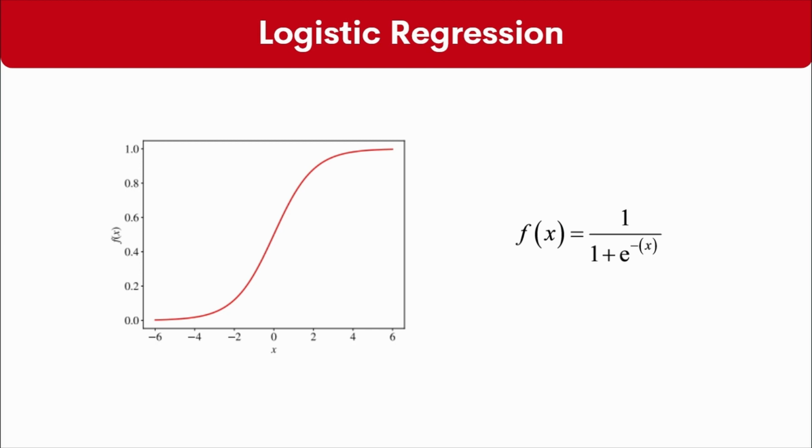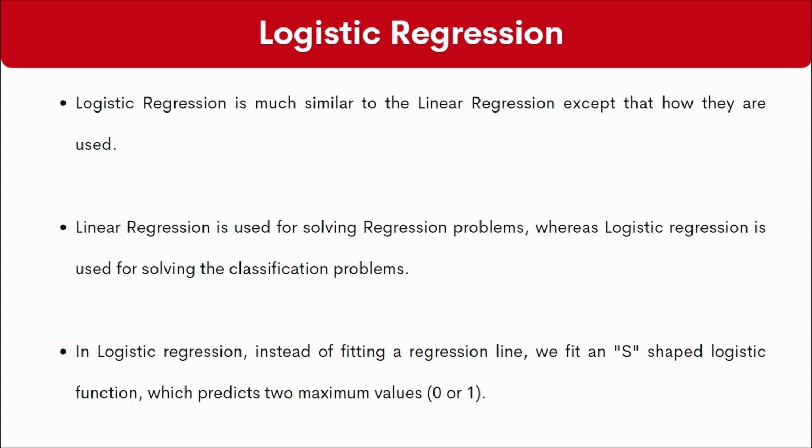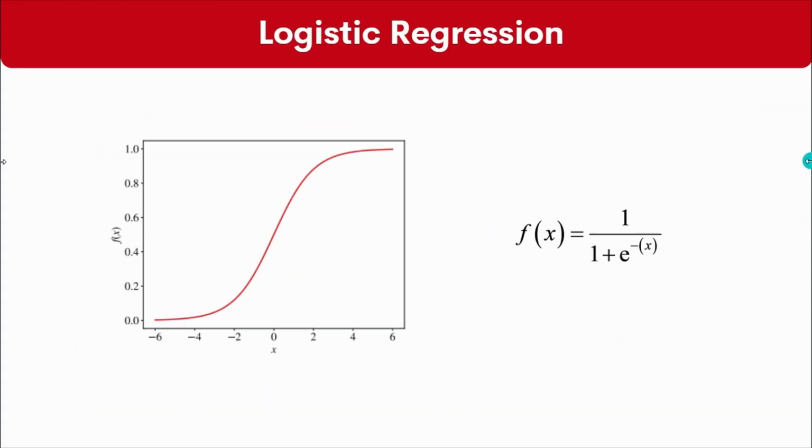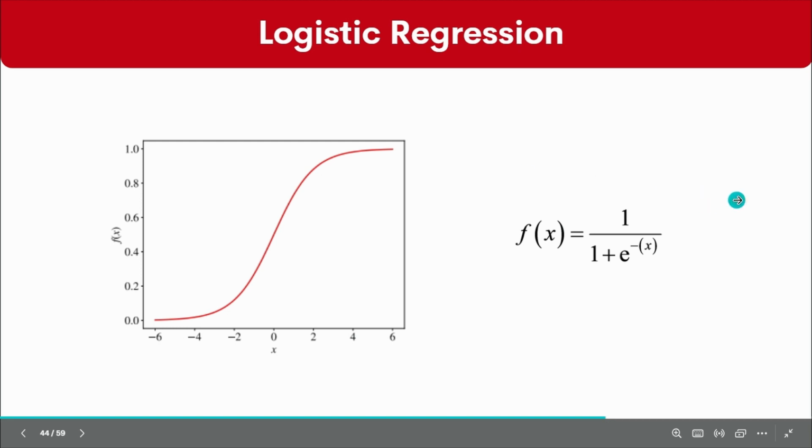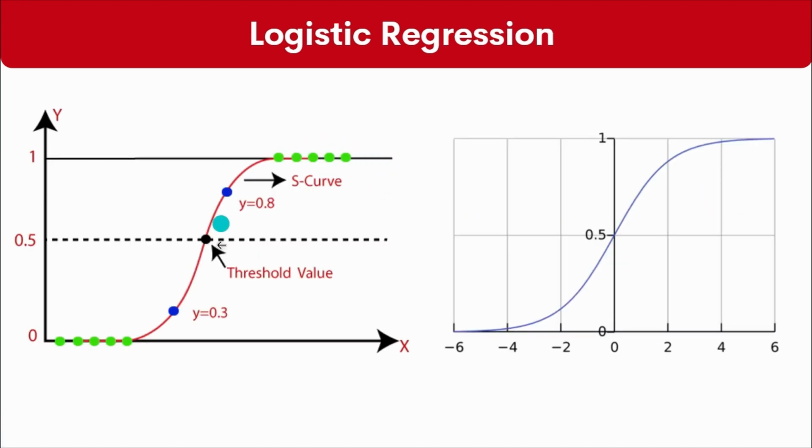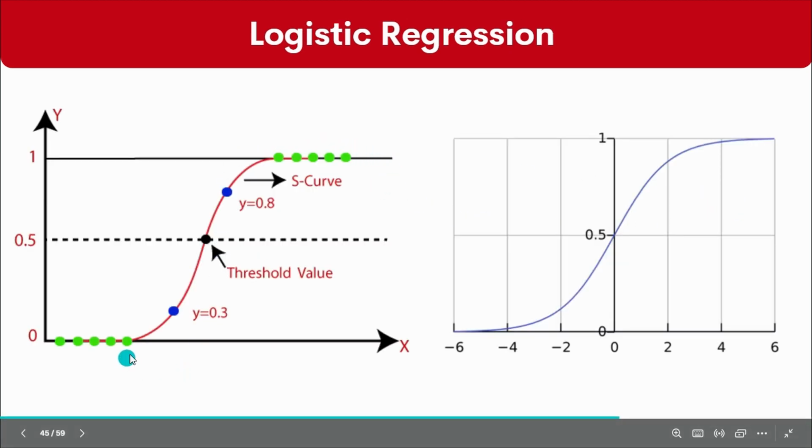So the formula for logistic regression is 1 by 1 plus e power minus x. Okay, so we are taking the exponential here. So for example, if you have a value x, that x value is applied to this formula and the new value is plotted. Like that, if you plot, it is going to give you a sigmoid curve or S-shaped curve like this.